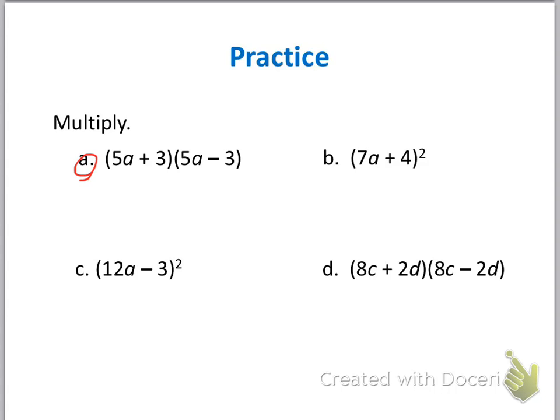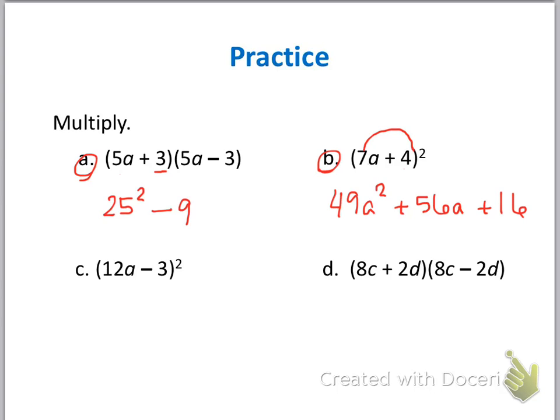This letter A is the second pattern. So I take the first number and I square it and I subtract the second number. B, this is like the first pattern. I take the first number and I square it. I take the first number times the second number. 7 times 4 is 28. Times 2, I need 2 of them. 28 times 2 is 56. And then I take the second number and I square it.